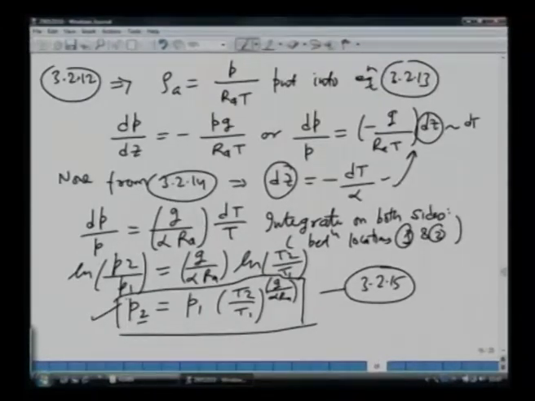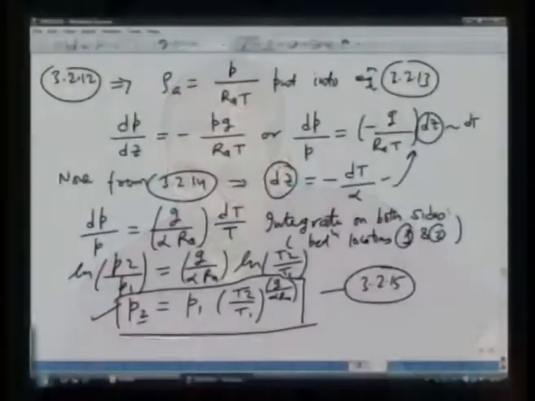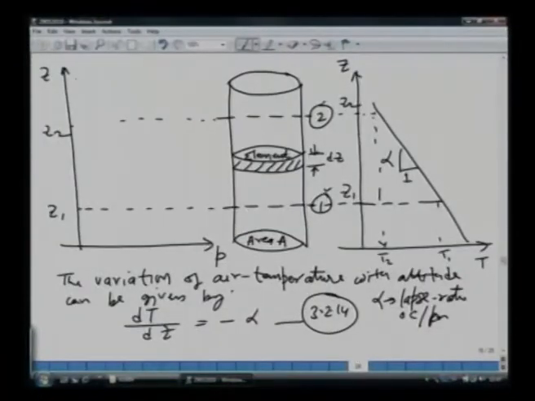Pressure decreases non-linearly as we go up. All right. So, it is an equation. If you plot it, it will look something like this. Where at height Z1 you have the pressure P1, which is close to atmospheric, and then at Z2 this is approximately P2. Okay. So, that way we are able to plot both temperature and pressure variations as a function of height.